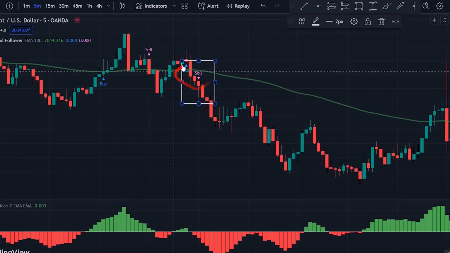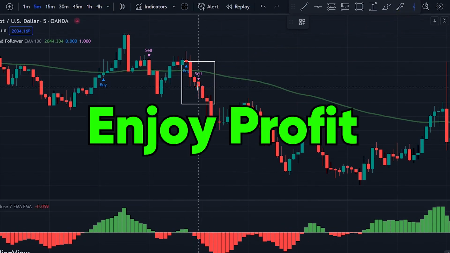As you can see here, we have a sell signal and all the conditions I mentioned are met. So you can place your sell order here and enjoy the profit you make.